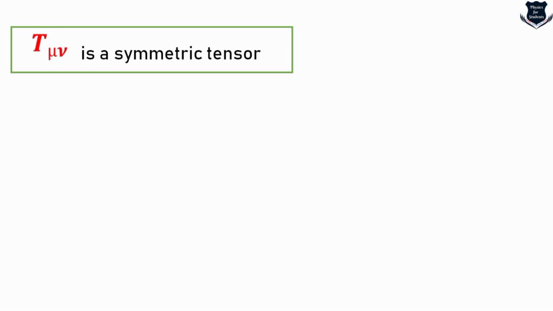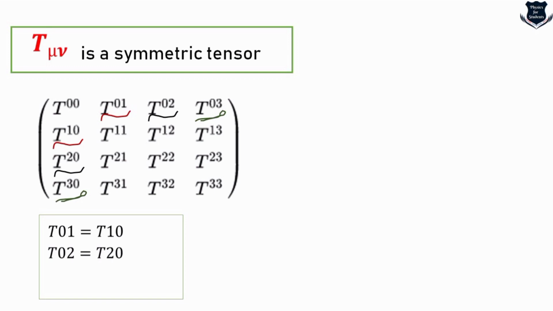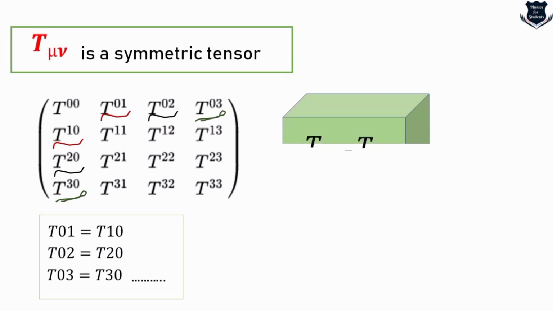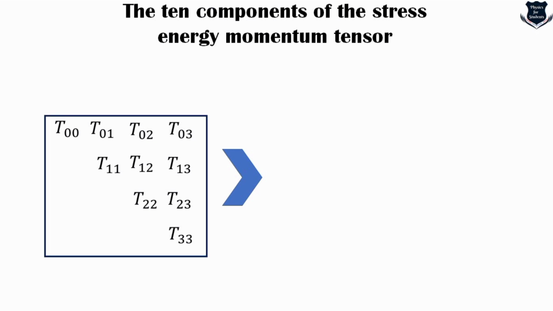The stress energy momentum tensor, which is denoted by T mu nu, is also a symmetric tensor because 1, 0 and 0, 1 are equal, 0, 2 and 2, 0 are equal, 0, 3 and 3, 0 are equal. In this way, if we proceed with 0, 1, 1, 0, 0, 2, 2, 0, 0, 3, 3, 0 and so on, then what we get is T mu nu equals T nu mu, which denotes that it is a symmetric tensor. And if we go further, then we see that of the 16 components of the stress energy momentum tensor, 6 get cancelled out, resulting in 10 components. And similar to the metric tensor, you will find these components are unique.